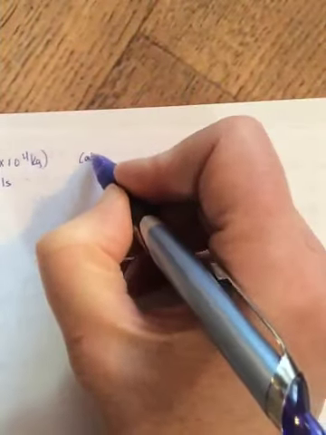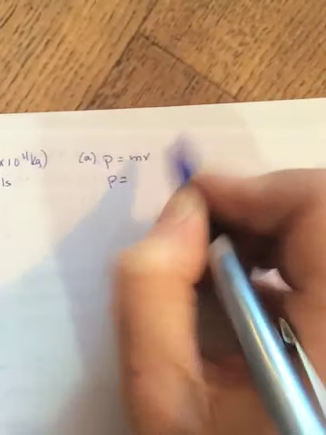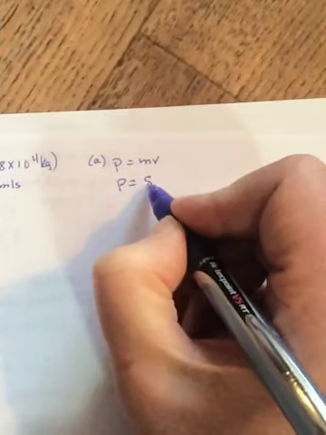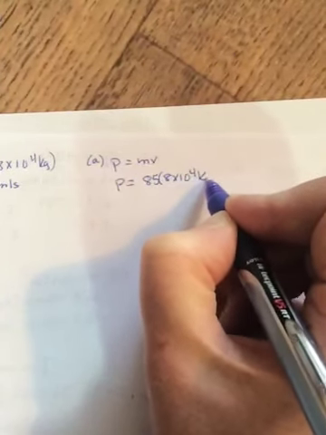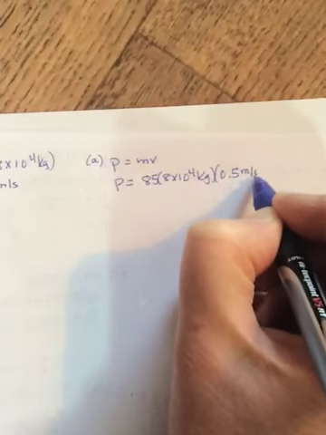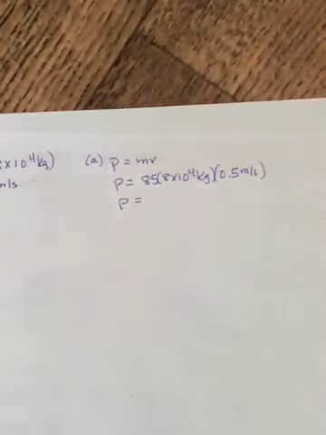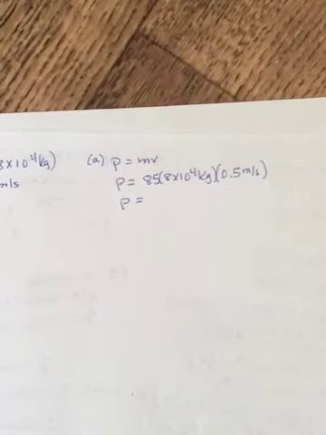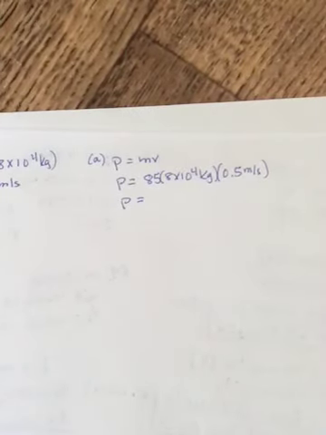And part A wants to know what's the momentum. So it's just looking for P, and P is equal to mv. So the M was 85 times 8 times 10 to the 4th kilograms, and the V, 0.5 meters per second. Okay, and when you do this, you get 3.4 times 10 to the 6th.